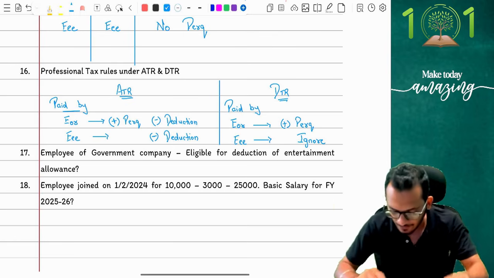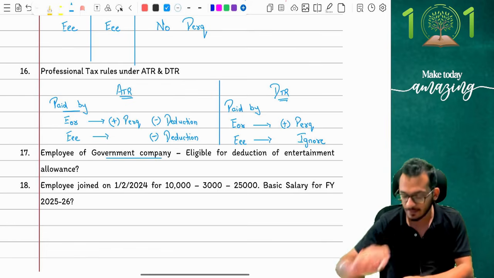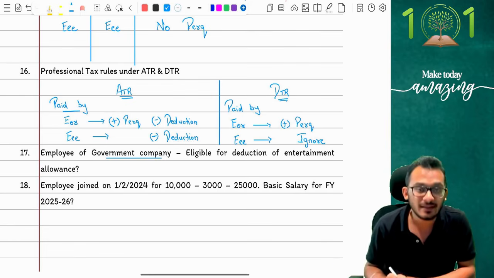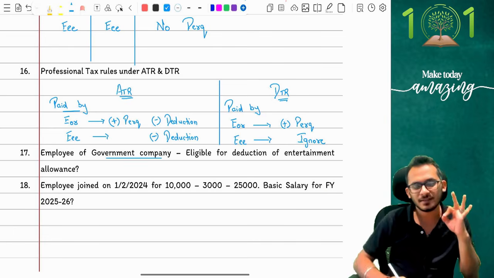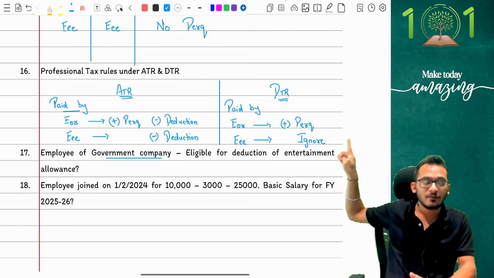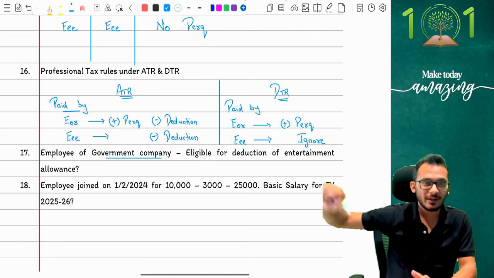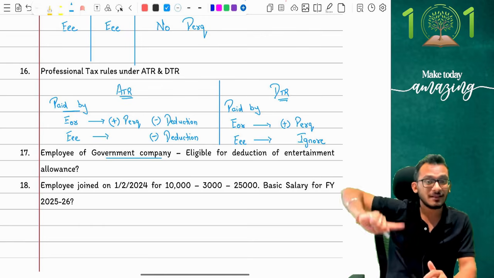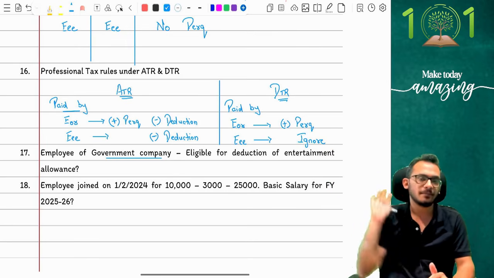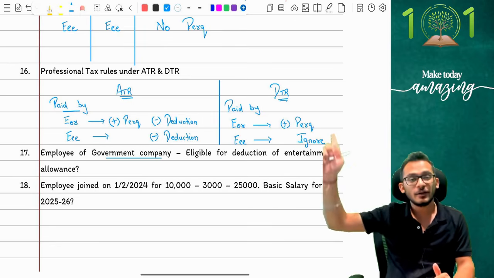Question is, I am an employee of a government company. Am I eligible for entertainment allowance? For those who remember, people, when you go to deductions, it says if you're a government employee you will get a deduction of entertainment allowance. And so the question is, is a government employee the same as an employee of a government company? I'm repeating myself. Is government employee the same as employee of government company?